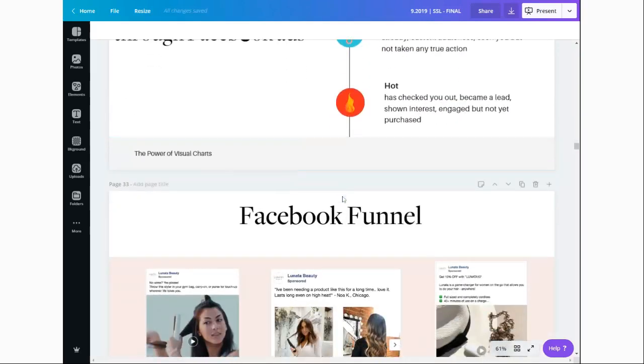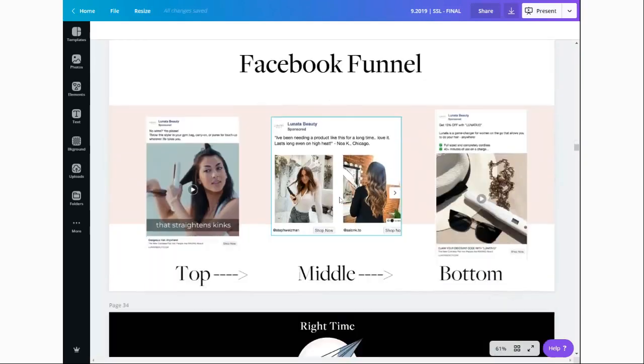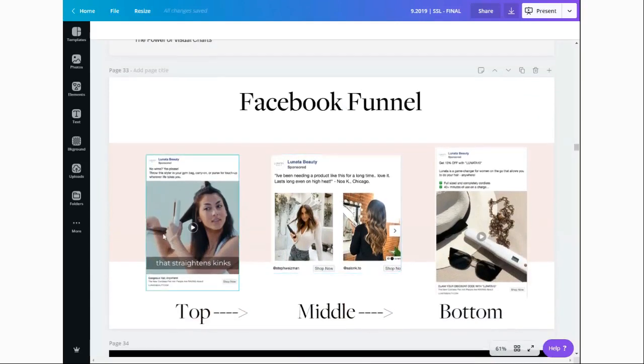Okay, guys? Woo! So here's an example of a Facebook funnel. At the top of the funnel, you're really just introducing them to the brand and what it is and how it works, and really the benefit of what it is that you offer. That's number one. That's the first thing. Brand new people who don't know you need to first learn who you are.